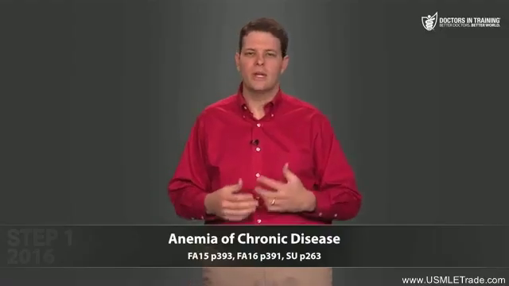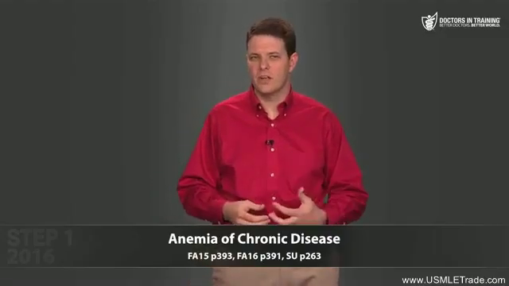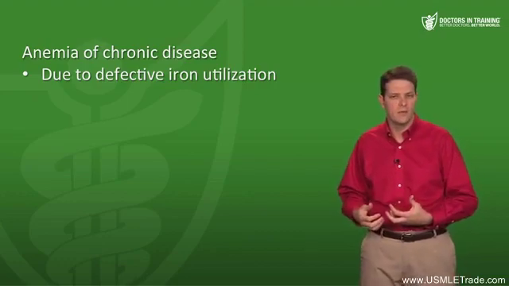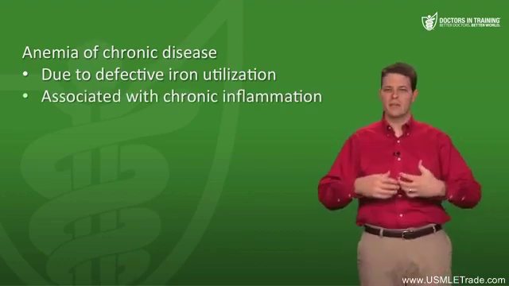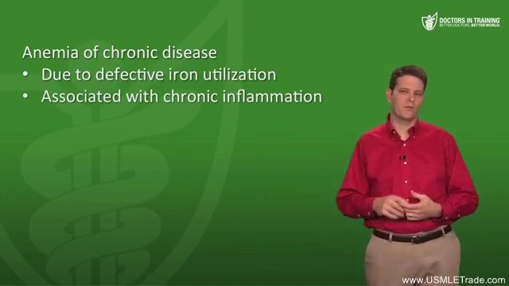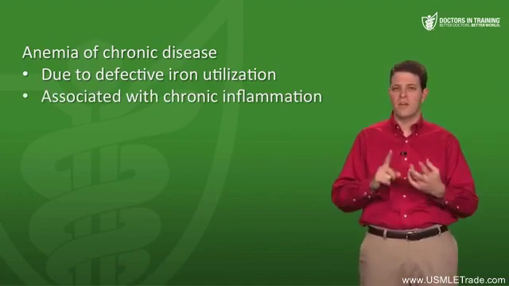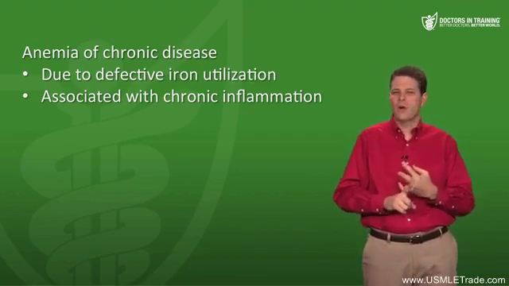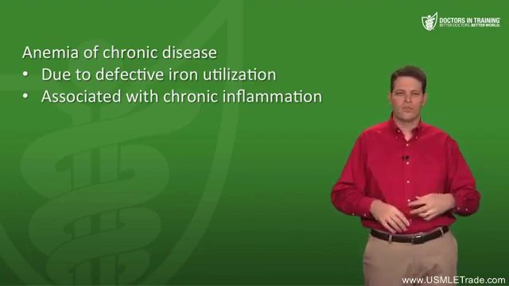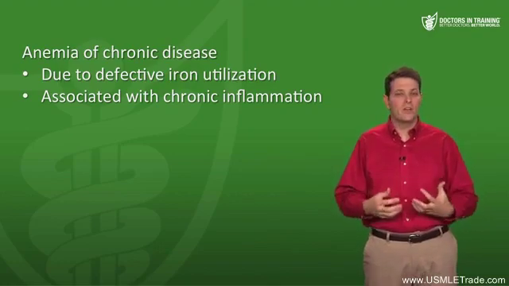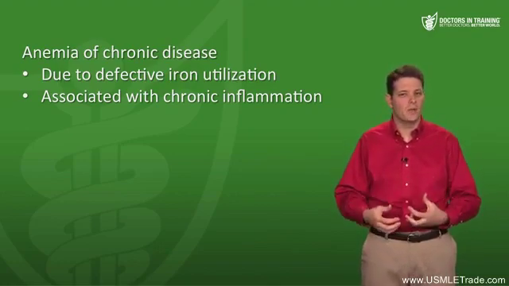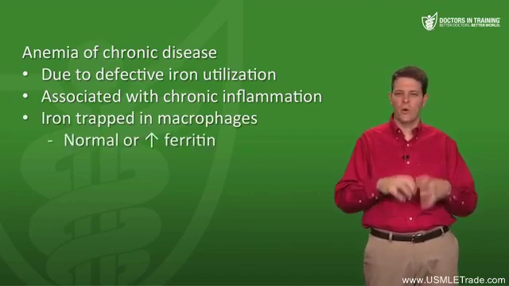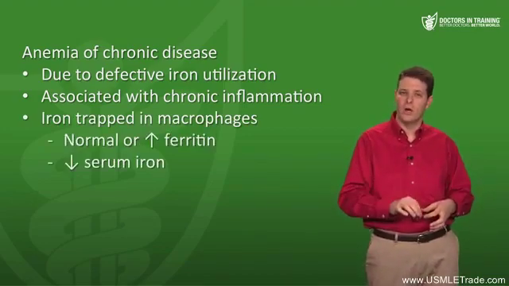There's also a condition called anemia of chronic disease, which is caused by defective iron utilization and defective iron mobilization. We're going to see this in patients with chronic inflammatory diseases, especially things like rheumatoid arthritis, chronic infections, sometimes with malignancy. Sometimes it's called anemia of chronic inflammation. So you have this chronic inflammation that interferes with your body's ability to use iron. So the iron is basically trapped in macrophages, and the ferritin is normal or high, but the serum iron is low.